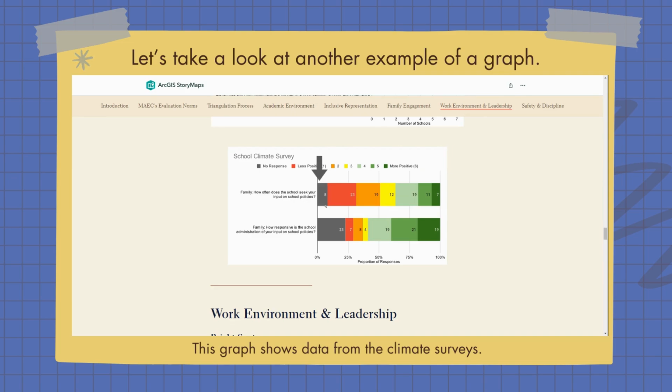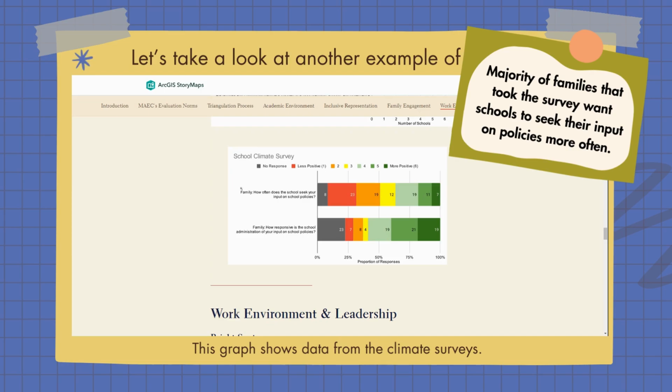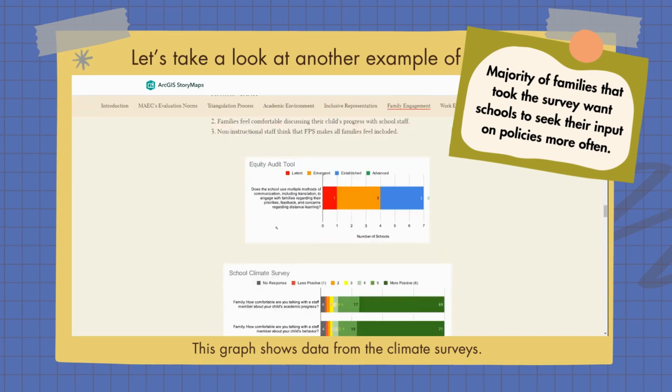For the first question, the bar shows that 8% of families who took the survey didn't give a response for the first question, and just over half or 50% of the families in the colors red, orange, and yellow were less positive about how often schools seek their input on school policies. Almost 40% of families who took the survey are in the green, which are more positive responses. This helps us understand that the majority of families that took the survey want schools to seek their input on policies more often.